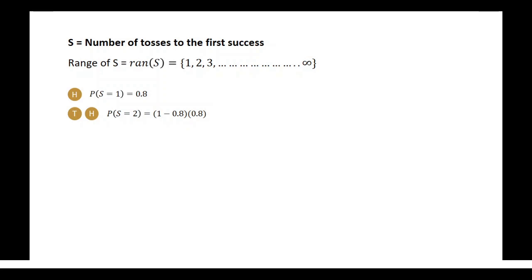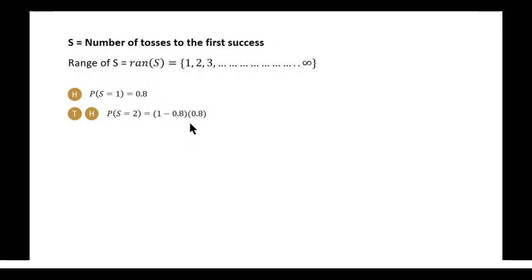We can ask, what is P of S equal to 1? That is, the probability of getting success in the first toss. This is equal to 0.8. What is P of S equal to 2? That is the probability of getting success in the second toss. That means the first toss was a failure and the second was a success. P of S equal to 2 is (1 minus 0.8) times 0.8. 1 minus 0.8 is the probability of a failure, that is tails. Note that we are multiplying these two probabilities because the trials are independent.